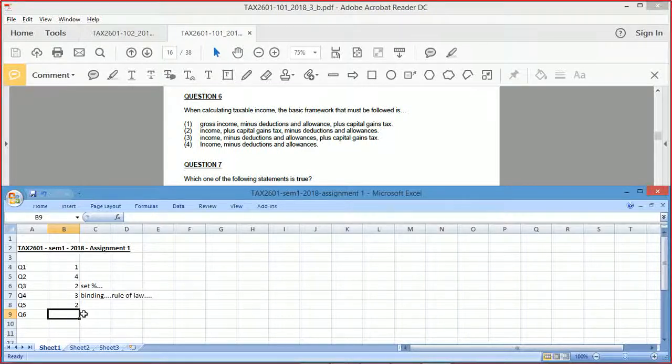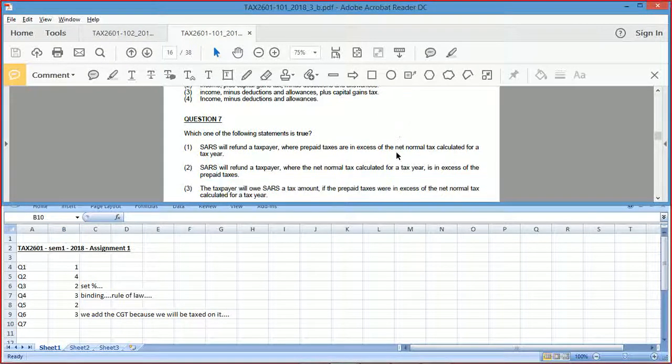The basis is income minus your deductions and allowances. Plus capital gains. Why would you add the capital gain? Any idea? Well, aren't you always taxed on what you receive, your profits? 100%, what you receive. That's exactly it. A gain is a gain, which is a form of income, basically.